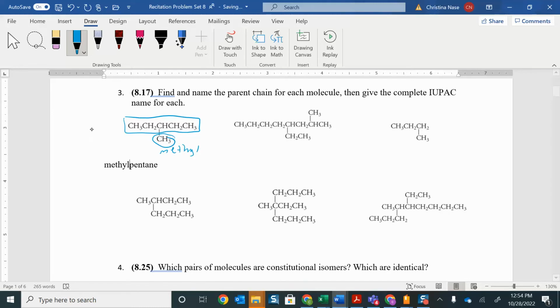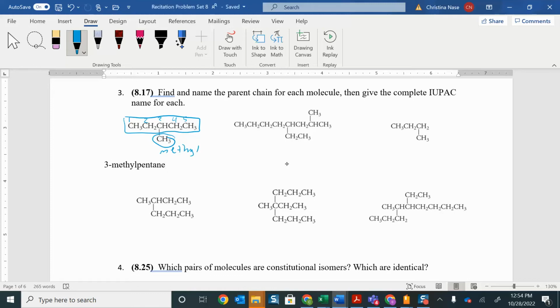So I have 1, 2, 3, 4, 5, or I can do 1, 2, 3, 4, 5. It doesn't really matter because it's right in the middle. So I'll do 1, 2, 3, 4, 5. So this guy is just going to be 3-methylpentane.